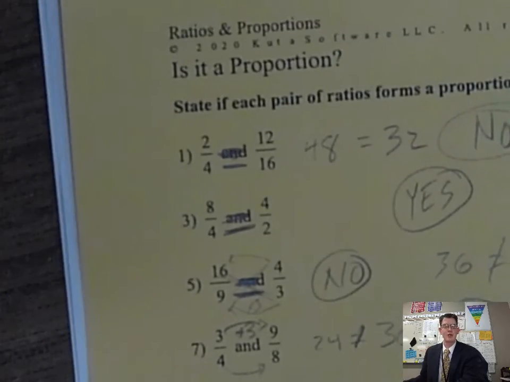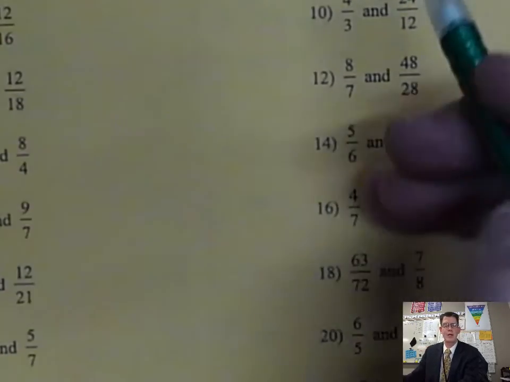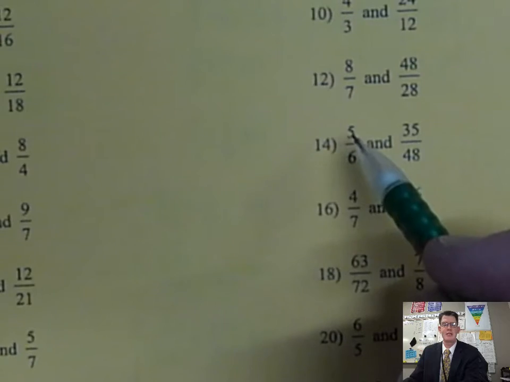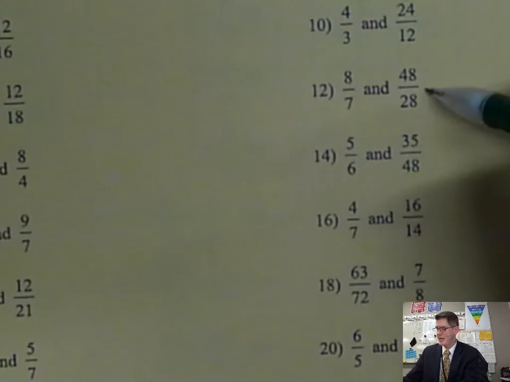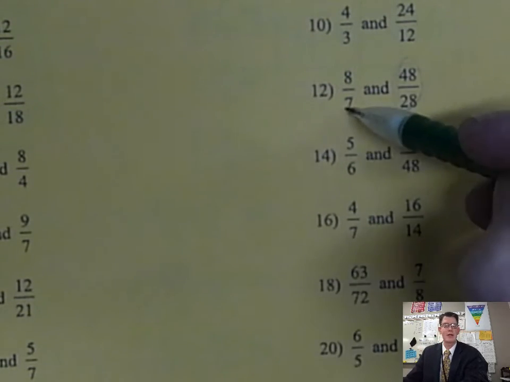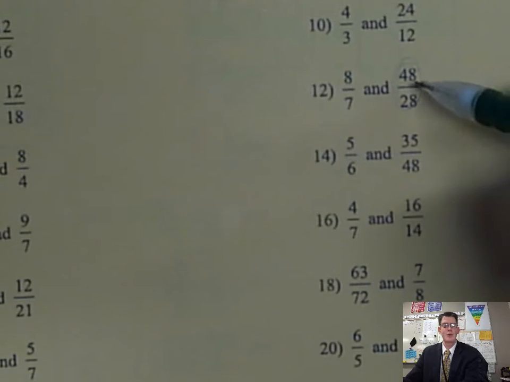Are they proportional? Can you see whether they're proportional? This is one way to look through it. Go through each of these and see if they are. When you get ones like this that are hard to decipher, you can use your calculator. Sometimes you can also reduce these.